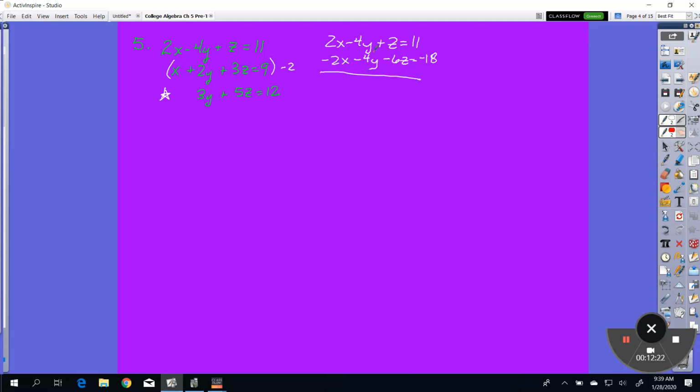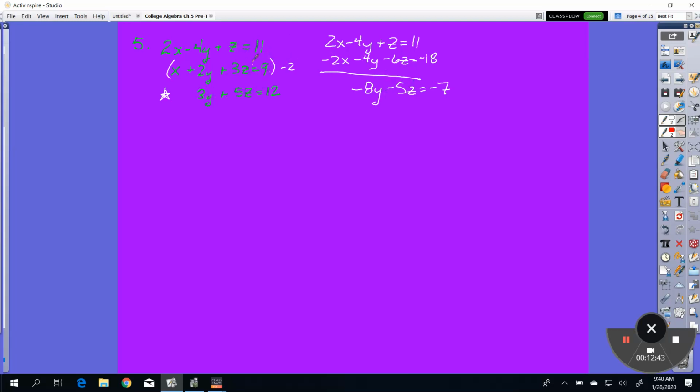So my x's go away. Negative 4y and negative 4y make negative 8y. Negative 6 plus 1 makes negative 5. Negative 18 plus 11 is negative 7. So now I can combine these two equations because they're each missing an x, and I've used all 3 of them. This answer came from the first 2, and this is the third one.